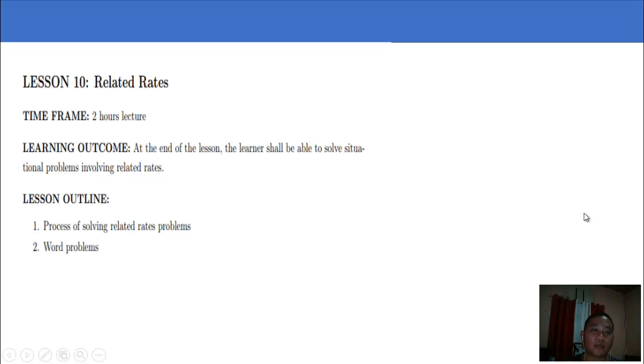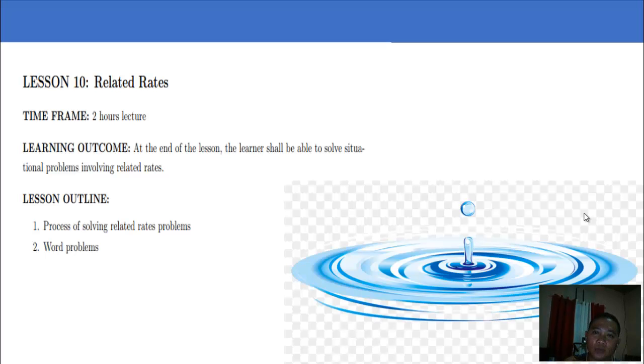So today we'll talk about related rates. When we say related rates, it talks about the rate of change over time. A certain object or a certain event or a certain value changes as time changes also. Look at this, a droplet falls on the pond.